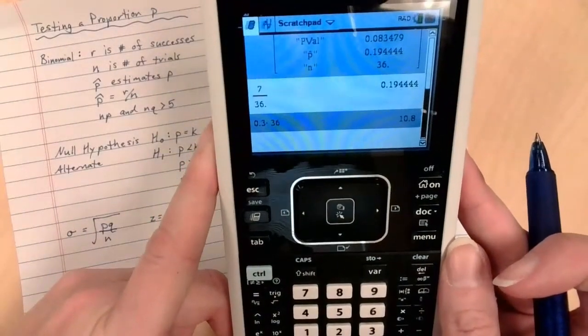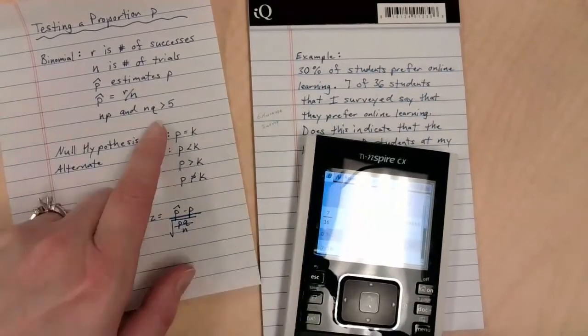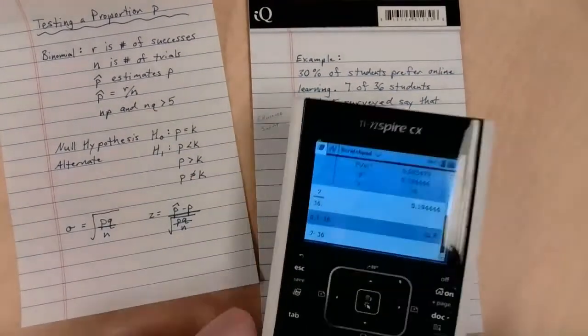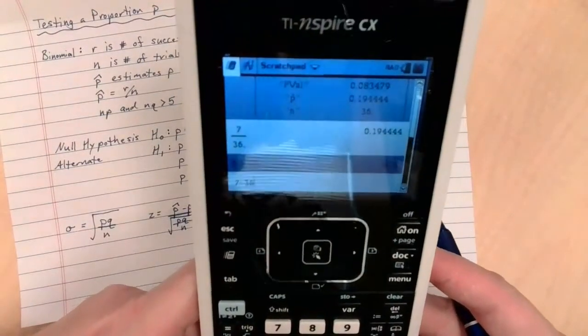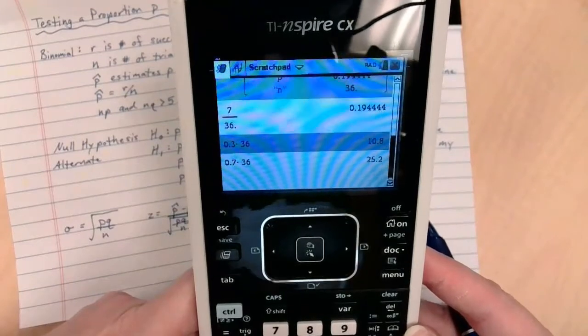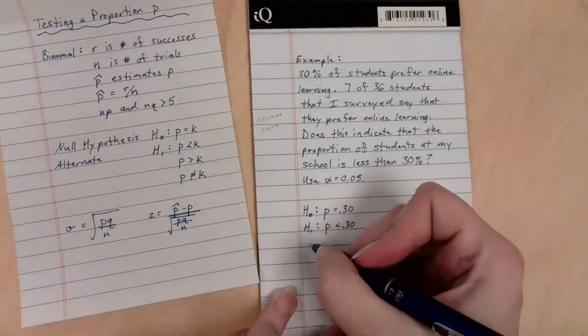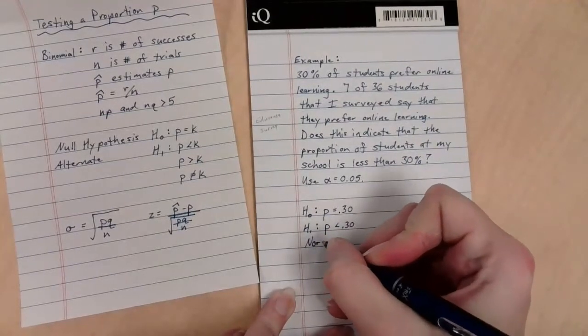Is 10.8 larger than 5? Yup. What if I do my 70% times 36? So now I'm doing NQ. Technically it's QN the way I typed it in, but is that also greater than 5? Oh look, NP and NQ are both greater than 5 at 10.8 and 25.2. Therefore, I can say that this is a normal distribution.